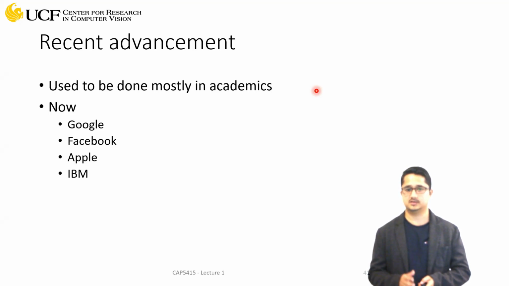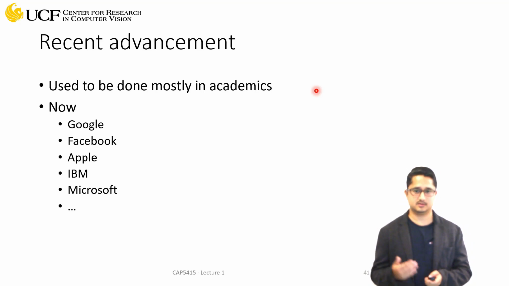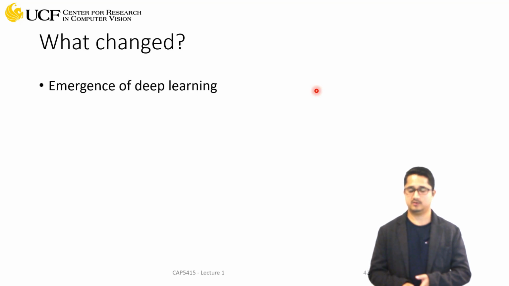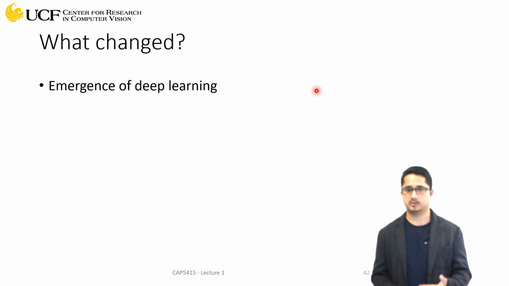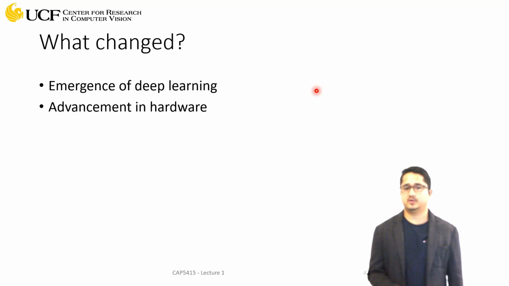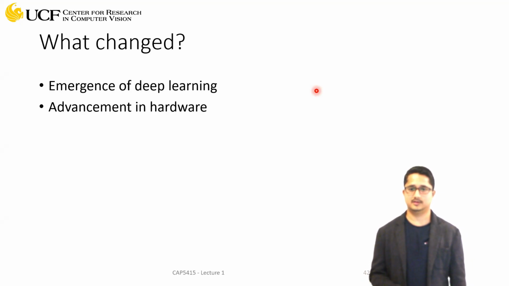All of these companies, this is just a short list, but there are a lot of other big companies out there which are actually doing research. This is quite motivating, because it opens up a lot of job opportunities for you as a student. And all this happened due to the emergence of deep learning. Most of you should be aware of that.